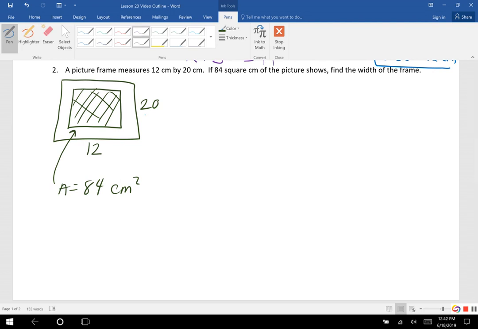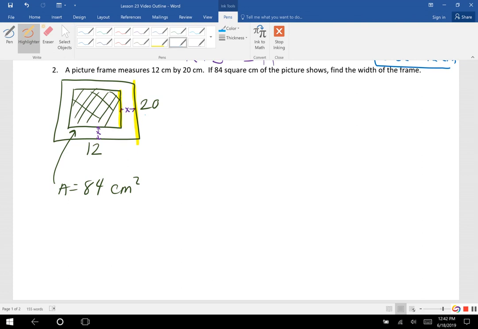Okay, so first of all, what are they asking us to find? They're asking us for this distance, the width of the frame. So we'll call that x. How wide is the frame? So to get our equation, I want to think about, if this height is 20 centimeters, what is the height of the actual picture? How much of the picture can show?